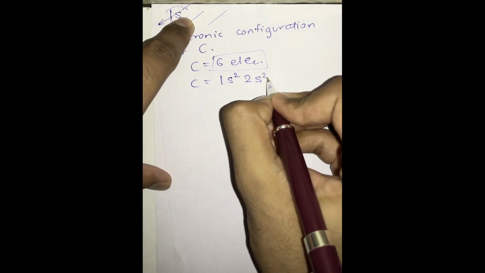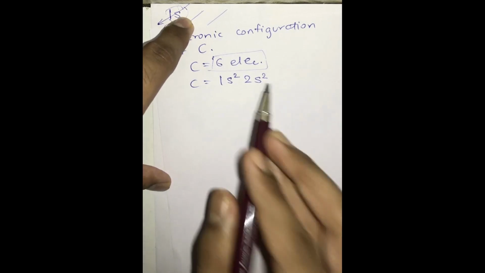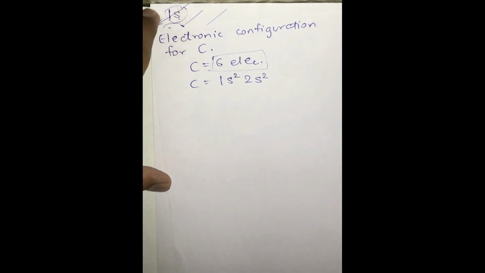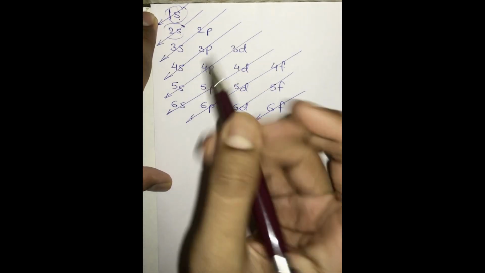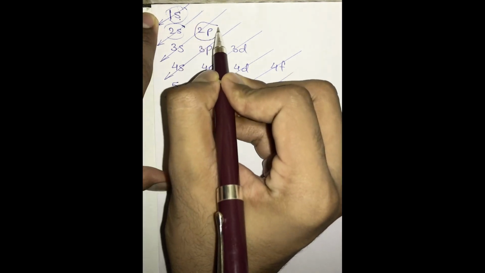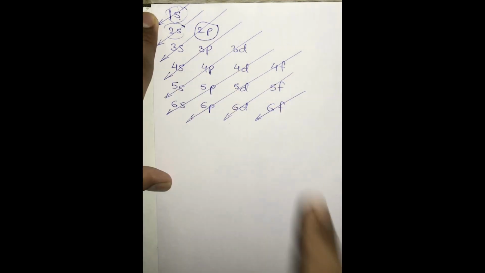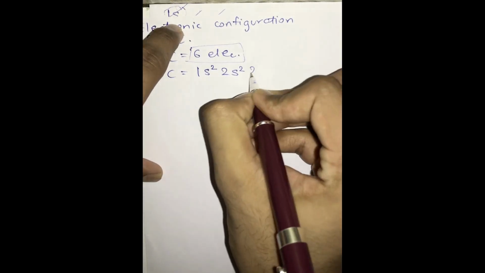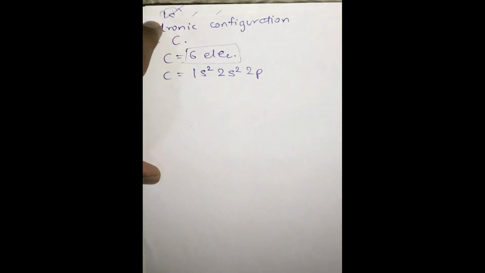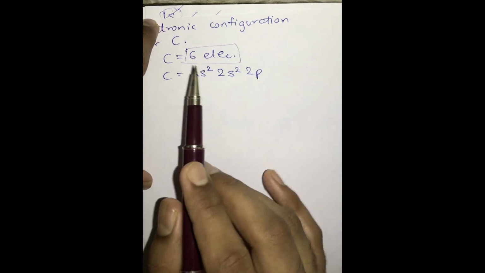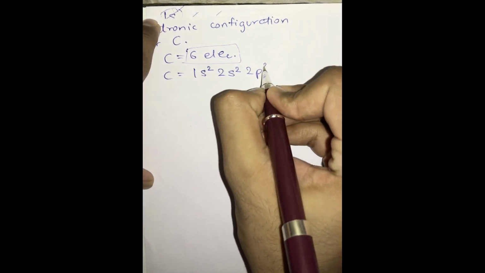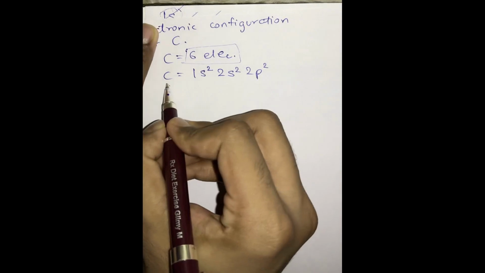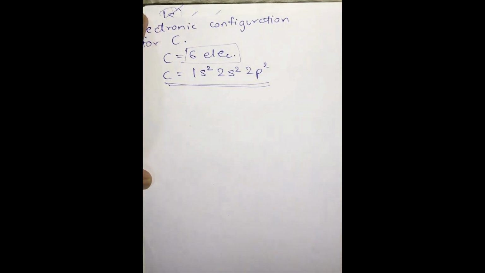So after the 4 electrons remaining, the 2s will take the next 2 electrons. Now still there are 2 electrons remaining. So after 2s comes the 2p. After 2s, 2p has the least energy in this complete diagram. So you have to write 2p over here. Now since p can accommodate 6 electrons, as we all know, but here we have only 2 electrons, so we will just write 2. So this is the electronic configuration for a carbon atom.